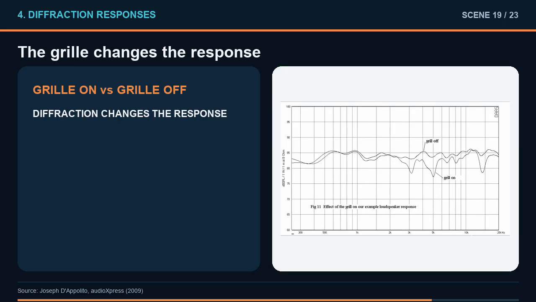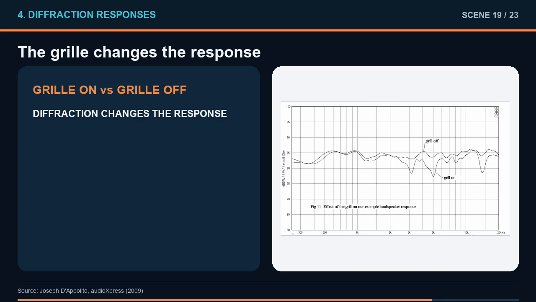Not every peak or dip is caused by a driver resonance. Cabinet edges, raised driver frames, and grills can diffract sound. Here, adding the grill produces deep response dips near 3, 5, and 14 kHz, together with a broader peak near 12 kHz. The grill frame creates an abrupt change in the baffle surface.